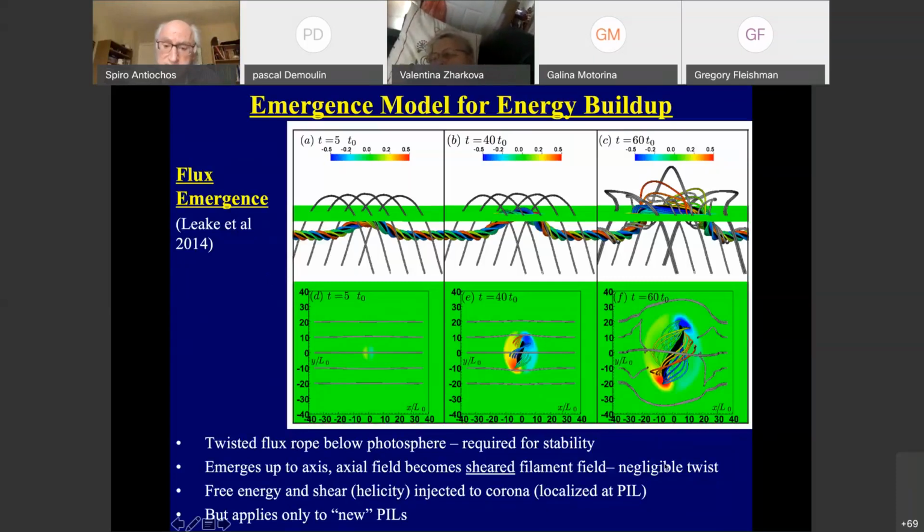For these models, you get negligible twist from the emergence itself. This emergence injects free energy and shear helicity into the corona. The only thing about the emergence models, of course, is that they only apply to where flux is emerging.